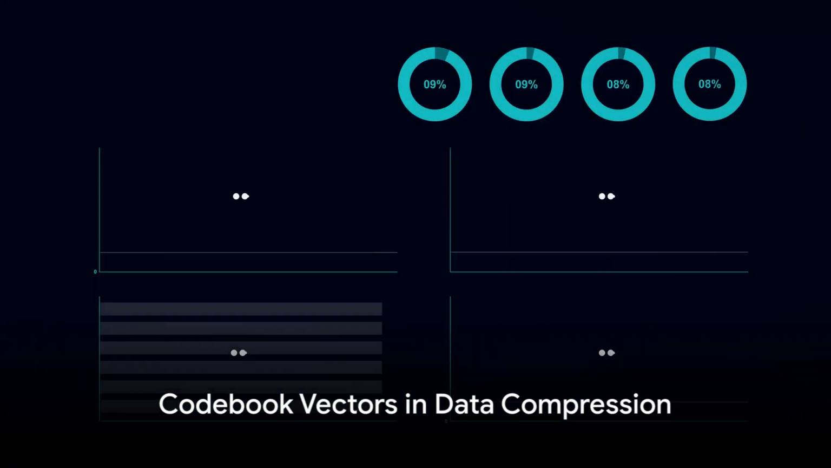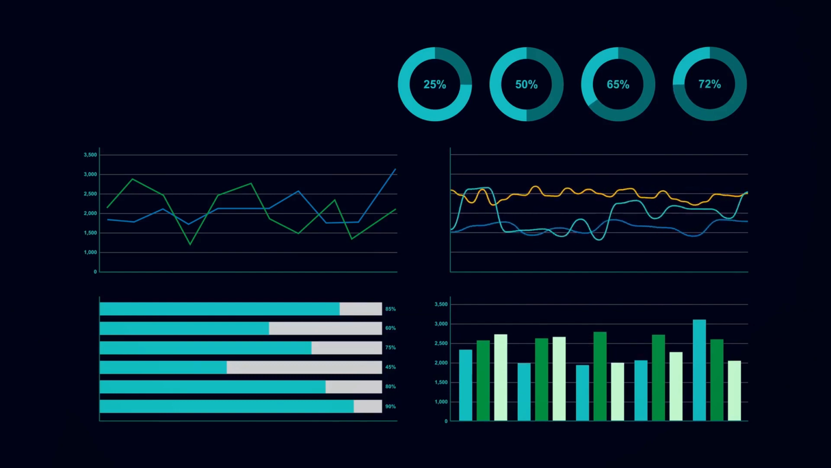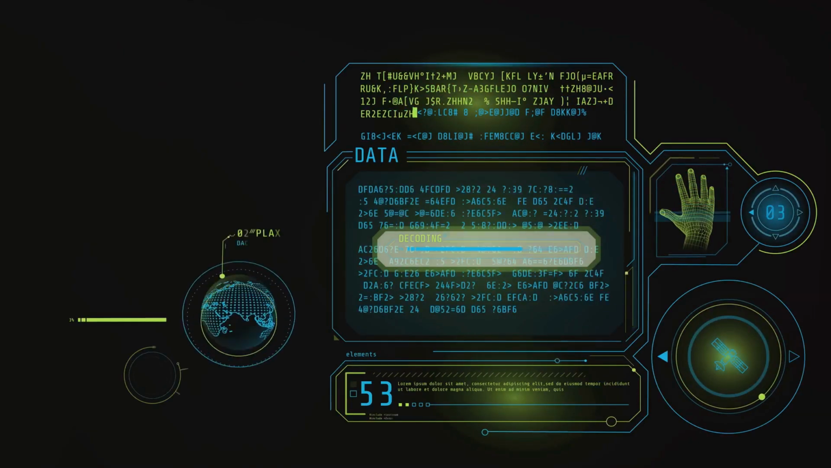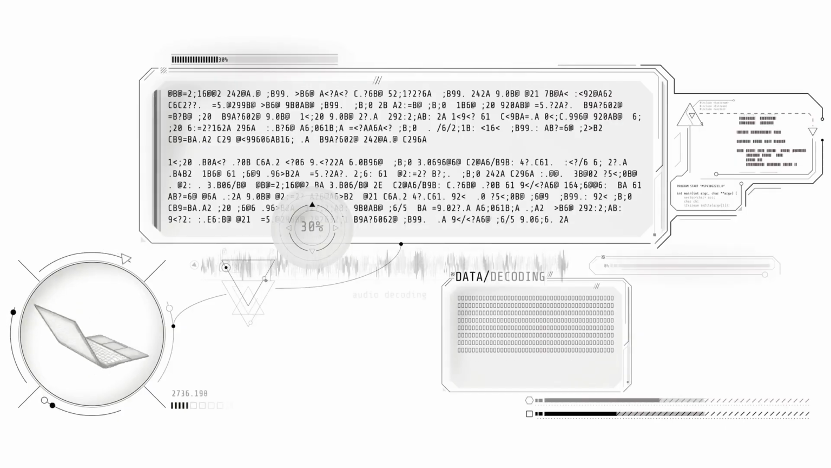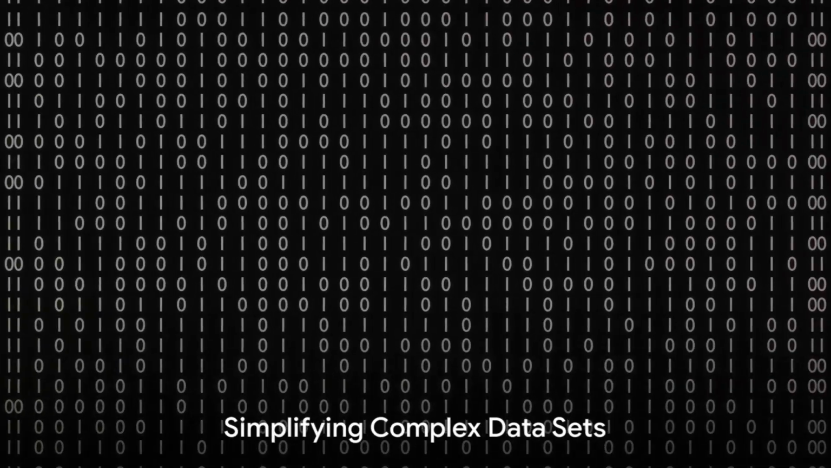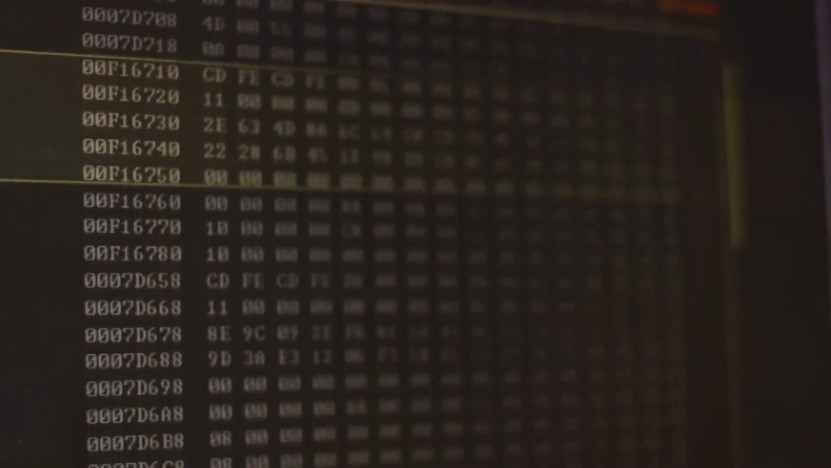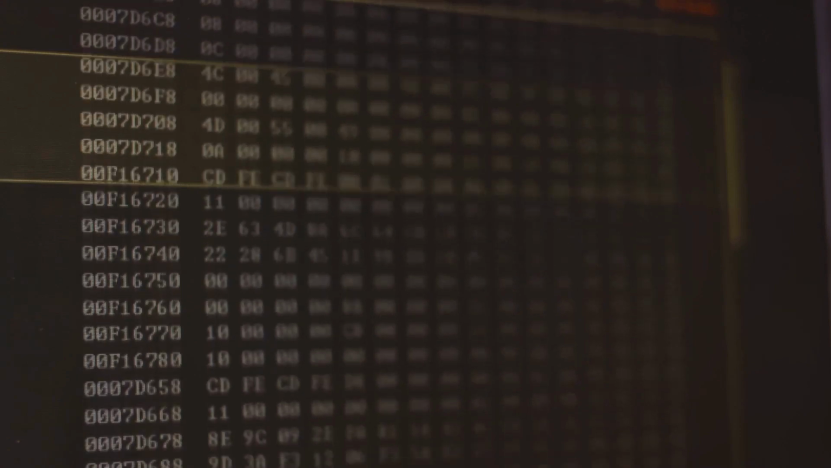Now, when training a model, you'd want to ensure that the model can identify patterns and make predictions. By mapping the data to a set of codebook vectors, you can reduce the dimensionality of the data. This makes it easier for your model to process the data and identify patterns. In essence, a codebook vector is a form of data compression. It simplifies complex data sets, making them easier to navigate and understand. It's like having a map that guides you through a dense forest of information.